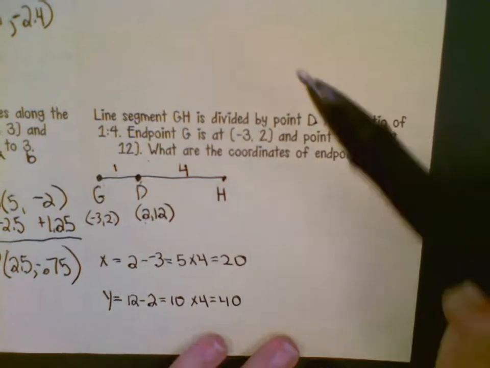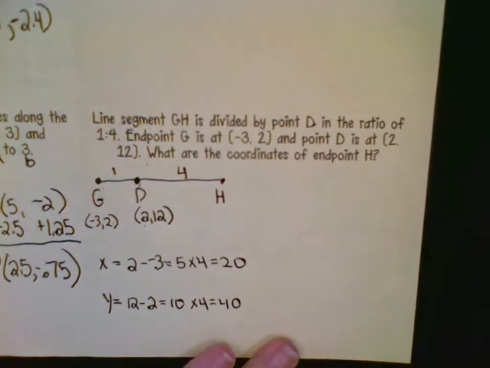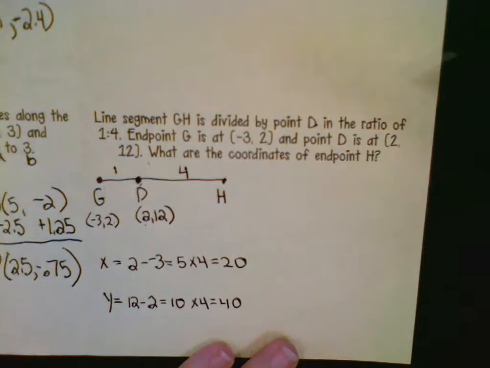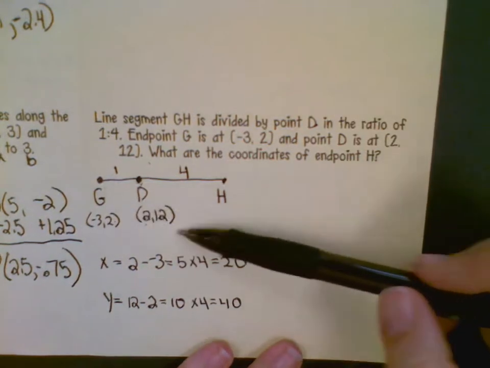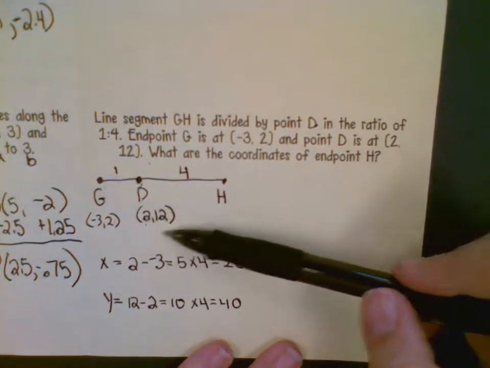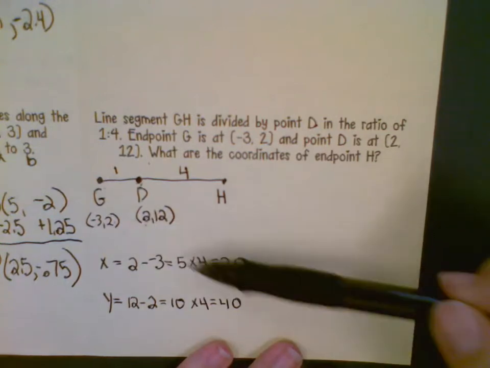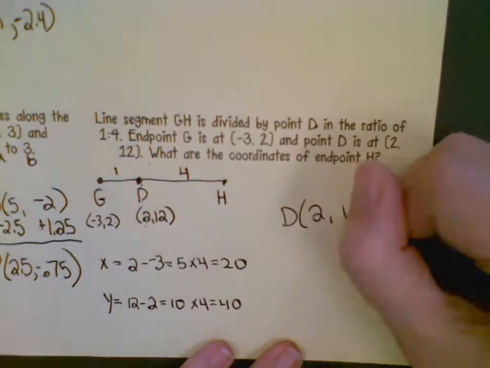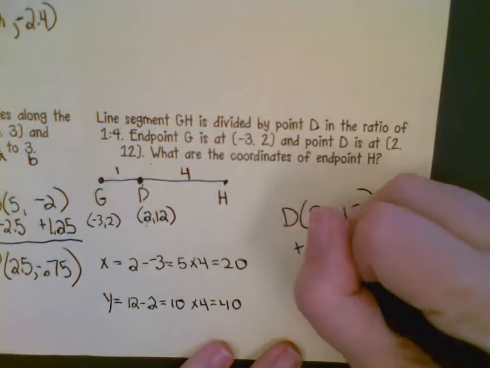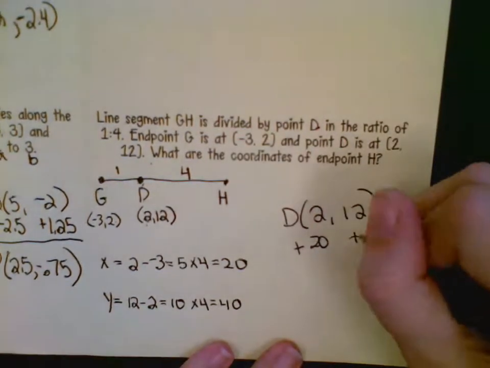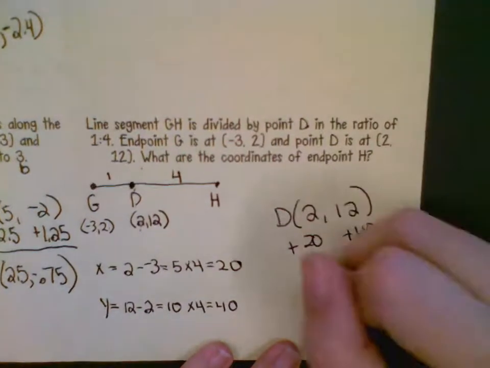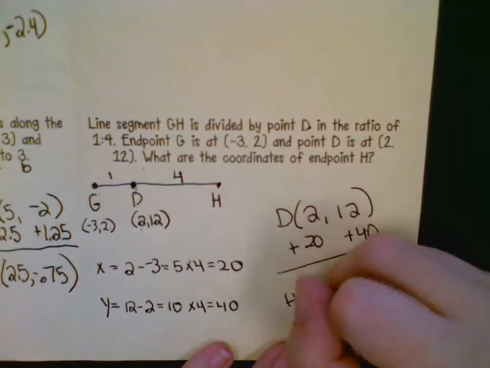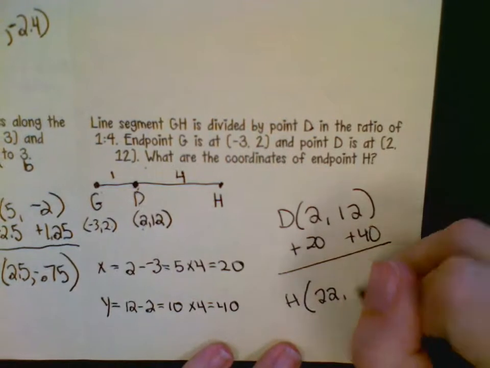So I know on the other ones we always add from our original point, but here we're changing from our partition point to get here. So these changes are from this one. So we would add them to point D. So D is at 2, 12. Our x coordinate to get to H would add 20. Our y coordinate would add 40. So that means that our point H would be at 22, 52.